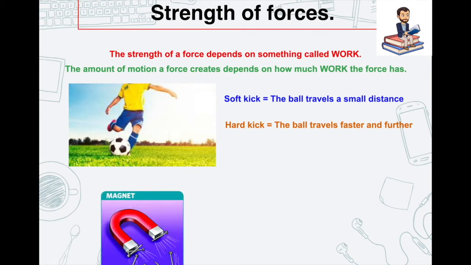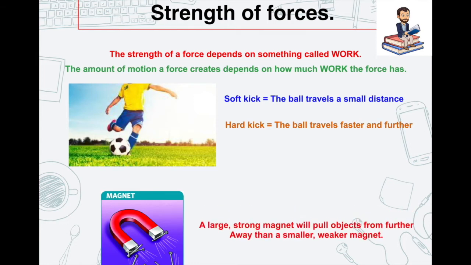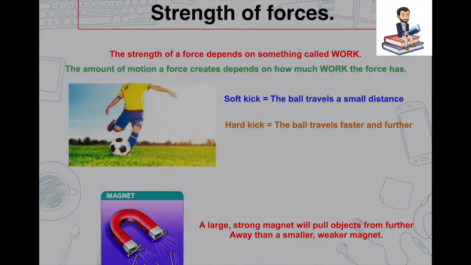And even with a magnet, if we have a large, strong magnet, it's going to pull objects from further away, isn't it? Yeah. And if we have a small magnet and it's weak, we have to get closer to the metal, to the iron, for it to actually start to move, don't we? Okay, so that's exactly what we're talking about. The strength of forces. They are different and varied all over the world, all over the universe. So every force is different at different times, and it depends on how much work goes into the force. Okay, right, let's move on.